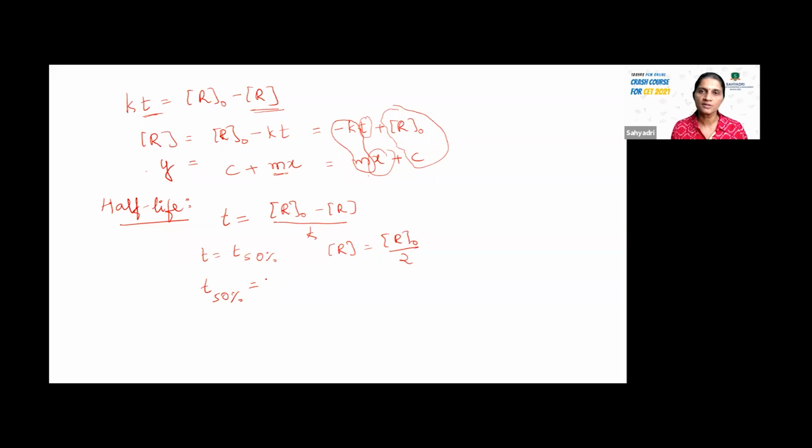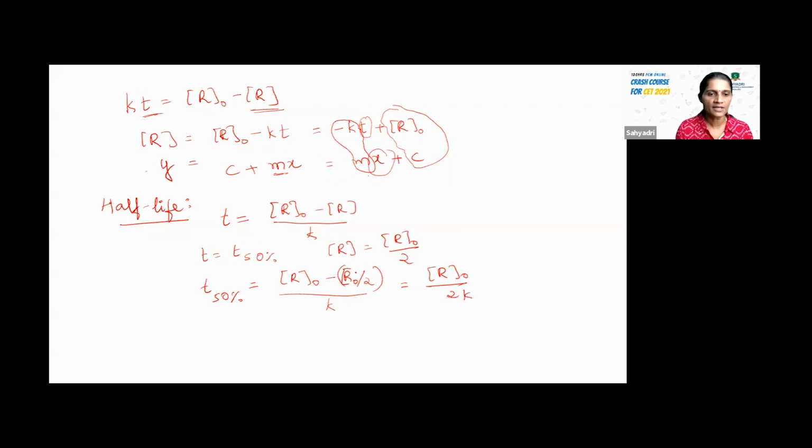So if you know this, you can easily find T half, or T 50%, of a zero order reaction. It is R naught minus R naught divided by 2, divided by K. R naught minus R naught by 2 is what? R naught only, correct? So it is R naught divided by 2K.